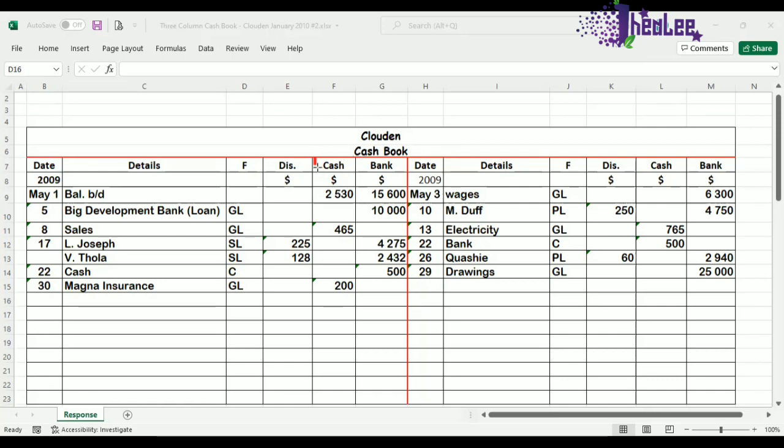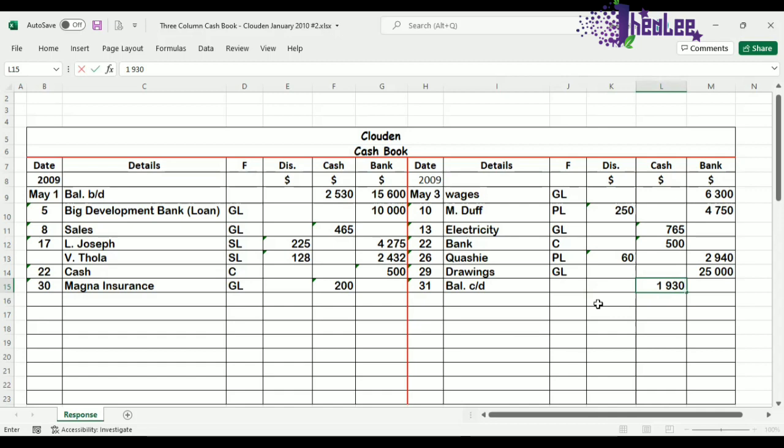So what you need to do for me is to total the value that we have on the debit side for the cash, total what we have on the credit side, and then find the difference between the two. Our credit side is short. So on the credit side, we're going to enter May 31st. Our details, balance, carried down, and the difference is placed in the cash column, which is $1,930.